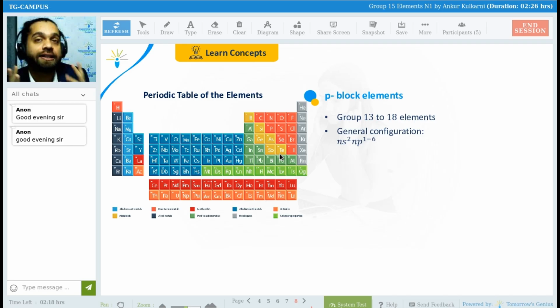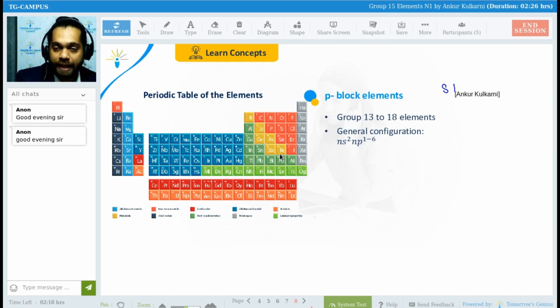Like this is the chapter P block, similarly what are S, P, D, F? The S block we have. Correct, so we have S block, P block, D block, F block.